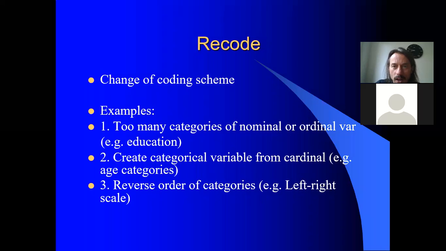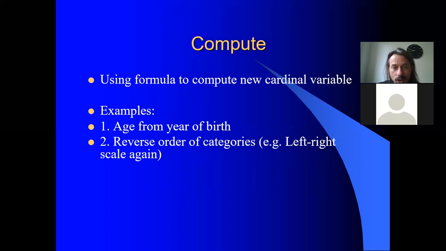So that's recoding. And the next procedure, usually a procedure for cardinal variables, sometimes we can use it also for some ordinal variables with longer scale, is computation. So I'm using some mathematical formula to compute new cardinal variable from existing variables.